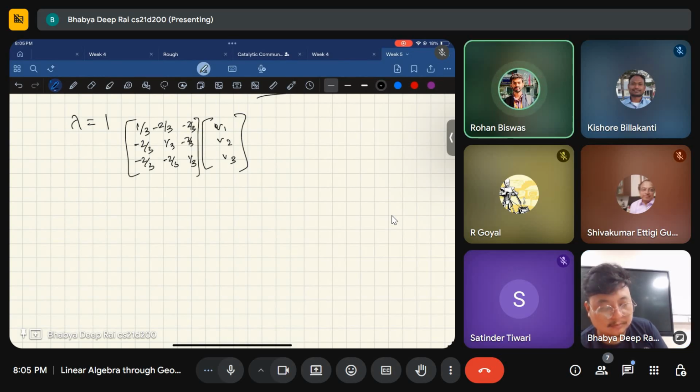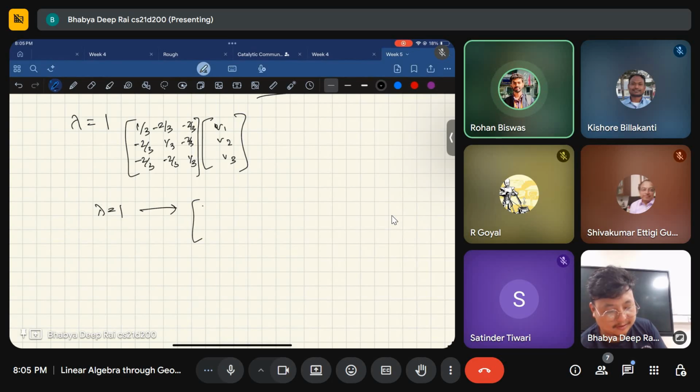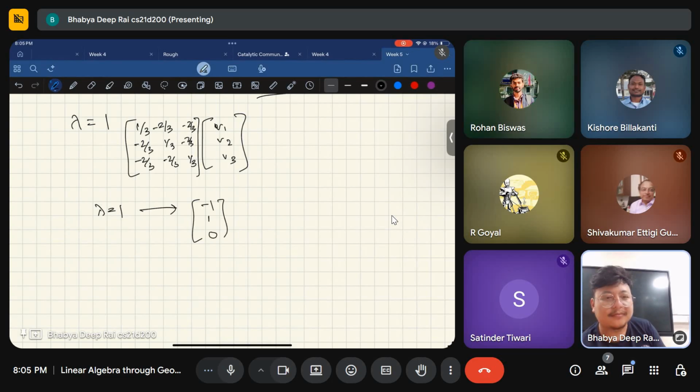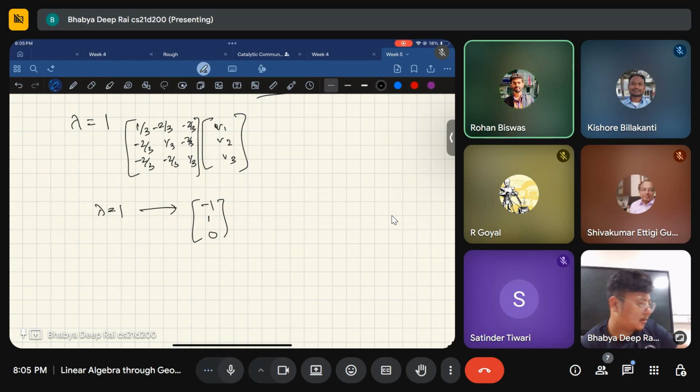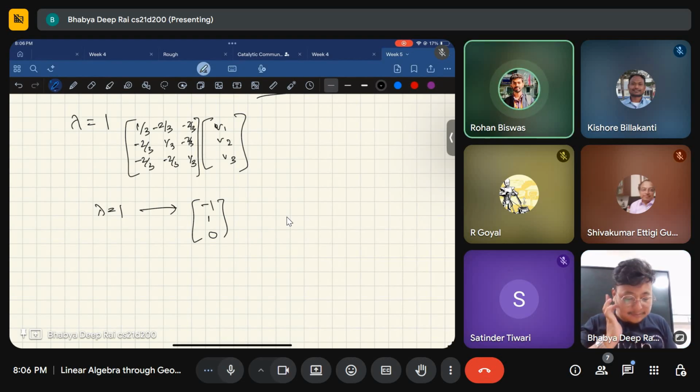Yes, sir, 2 eigenvectors. I can tell you 2 eigenvectors. So when lambda equals 1, let's see first. When lambda equals 1, the 2 eigenvectors are minus 1, 1, 0 and minus 1, 0, 1. Okay, just give me one moment. Yeah, so minus 1, 1, 0, and minus 1, 0, 1. Okay, good.